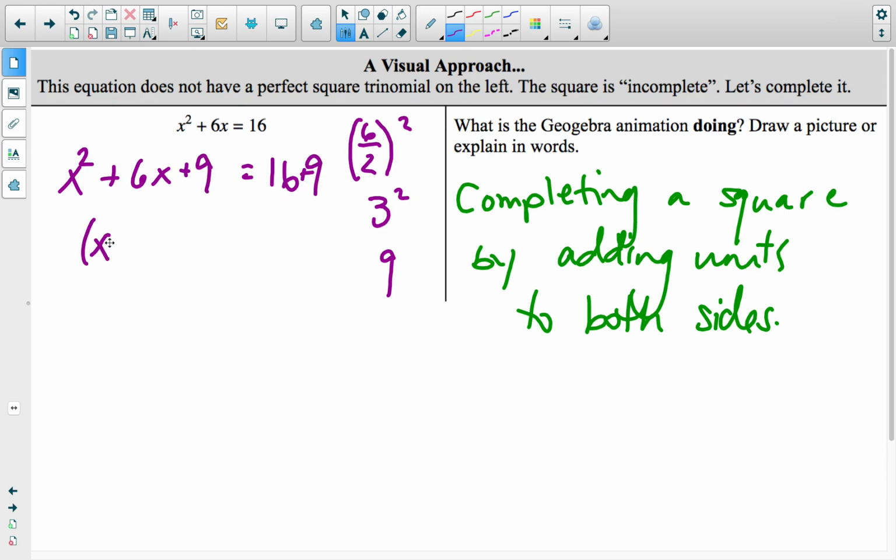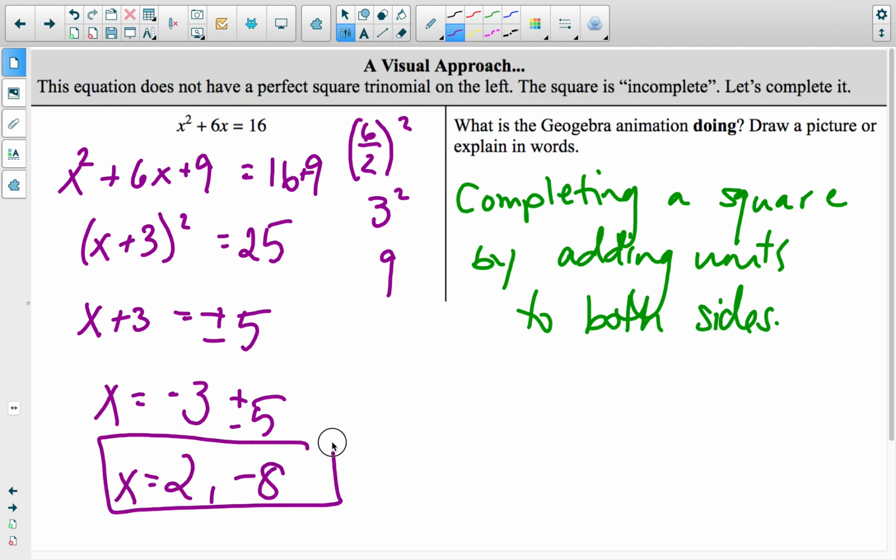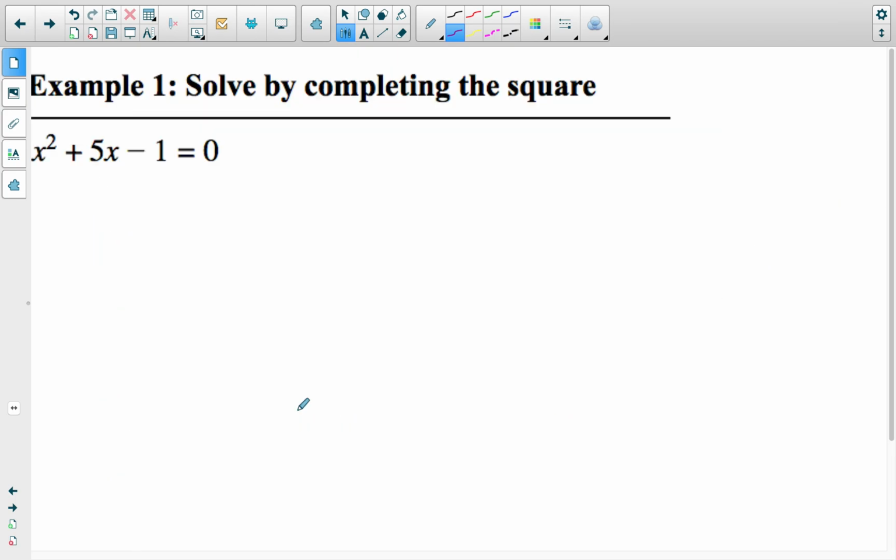All right, so this left side can factor now into x plus 3 squared, which is equal to 25, meaning that x plus 3 equals plus or minus 5 if you take the square root of both. X equals negative 3 plus or minus 5, meaning that x equals, guess what, 2 or negative 8, which is what we just worked with. Okay, so let's try this example together.